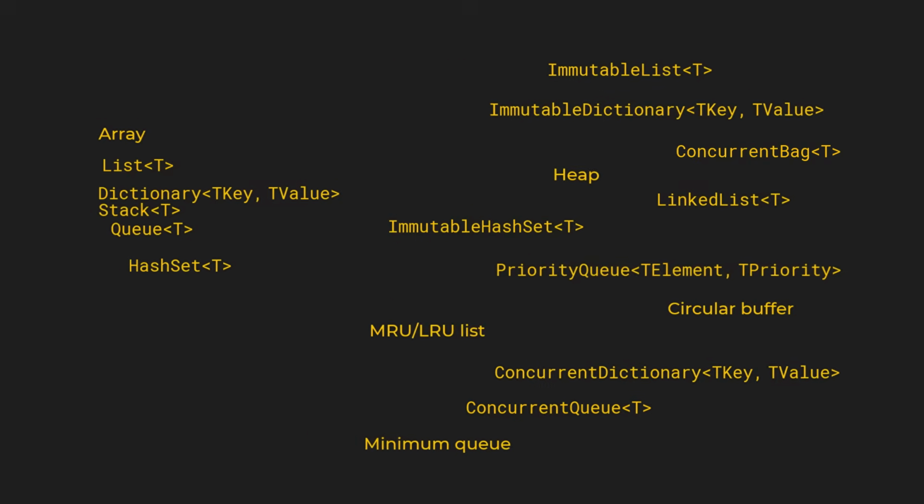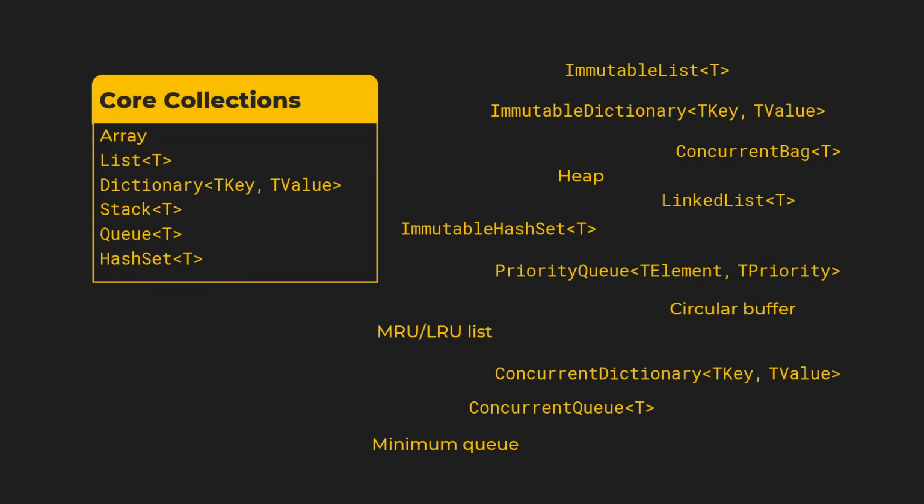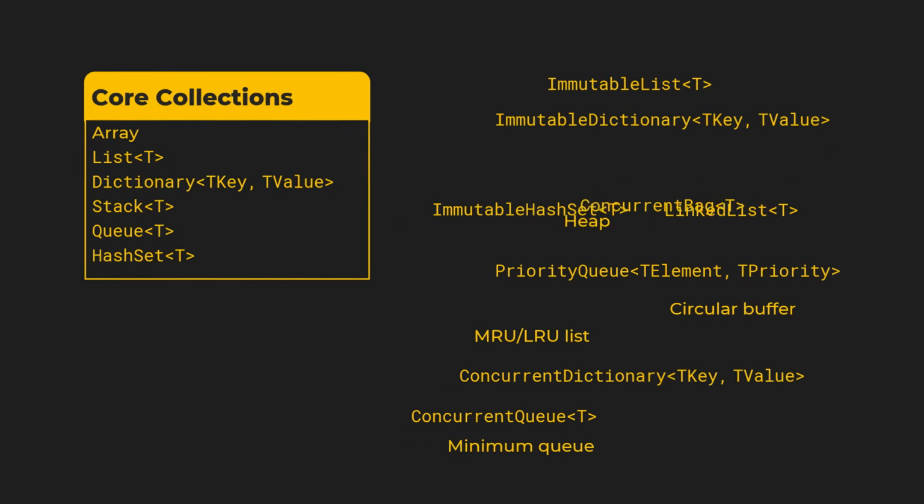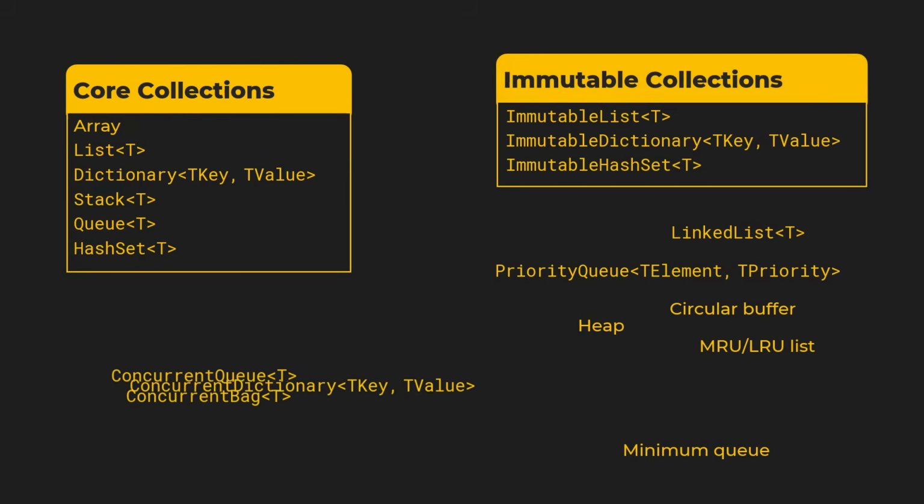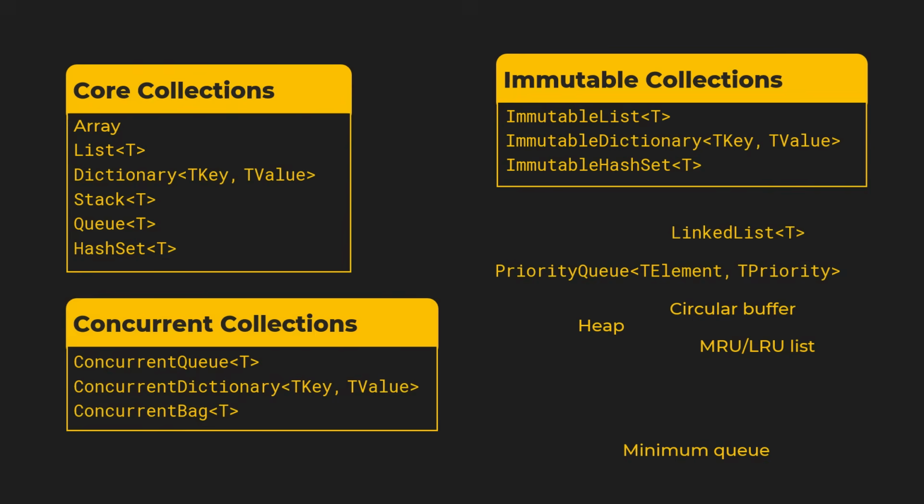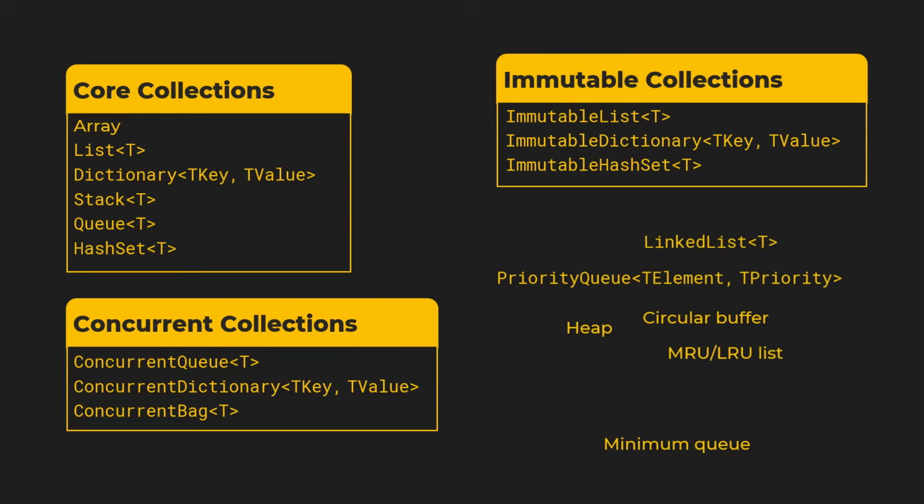We will focus only on these 6 collections: array, list, dictionary, stack, queue, and hash set, because they form the core of the language design. Other collections help you overcome specific difficulties. Immutable collections, for example, will support your immutable designs. Concurrent collections will help you write high-throughput code. They will almost certainly outperform any custom solution you might come up with.